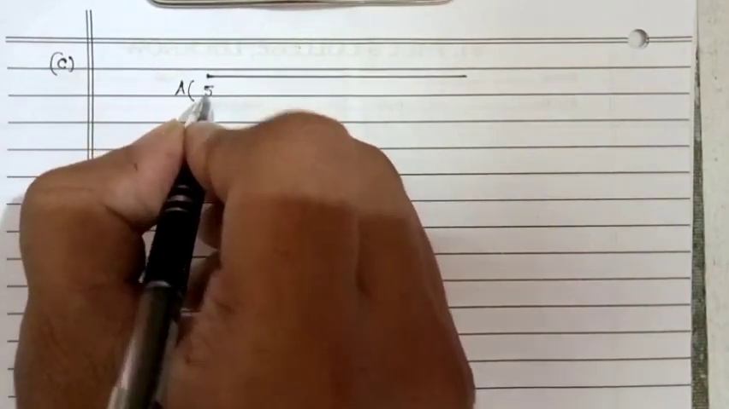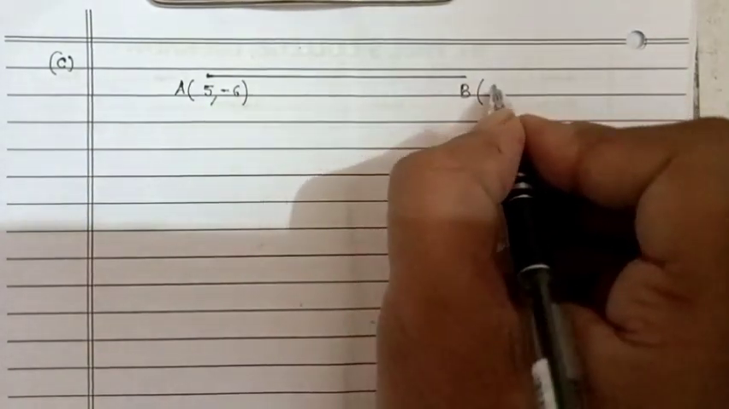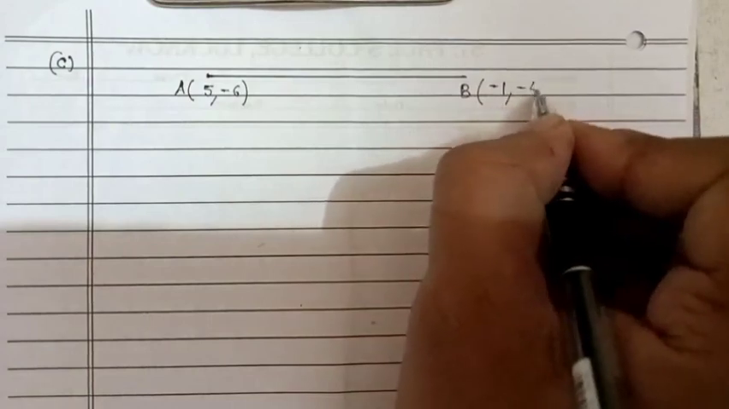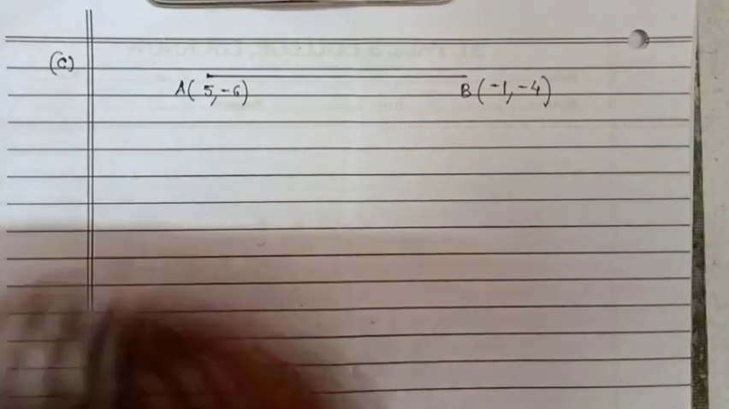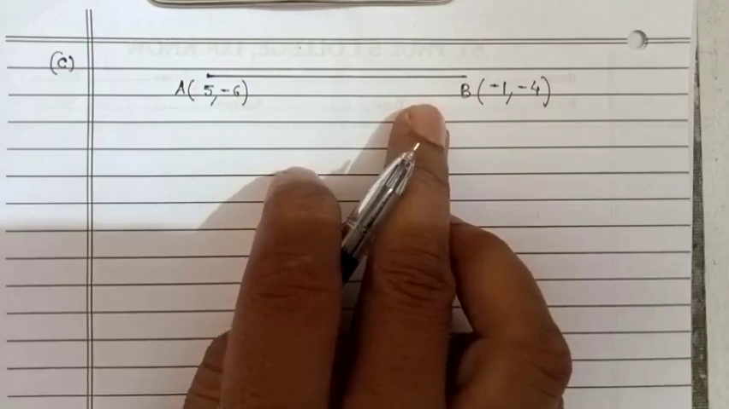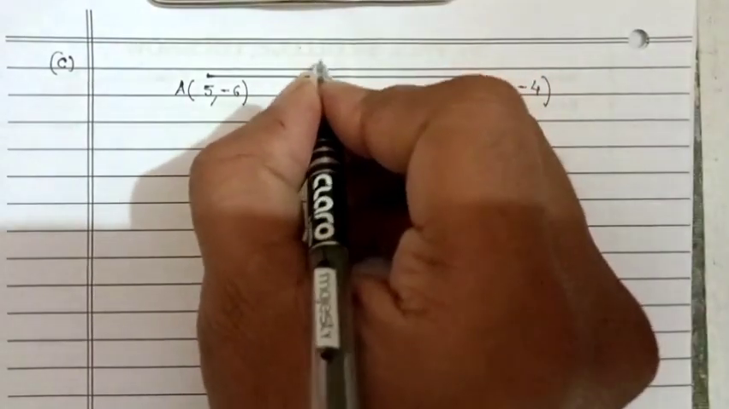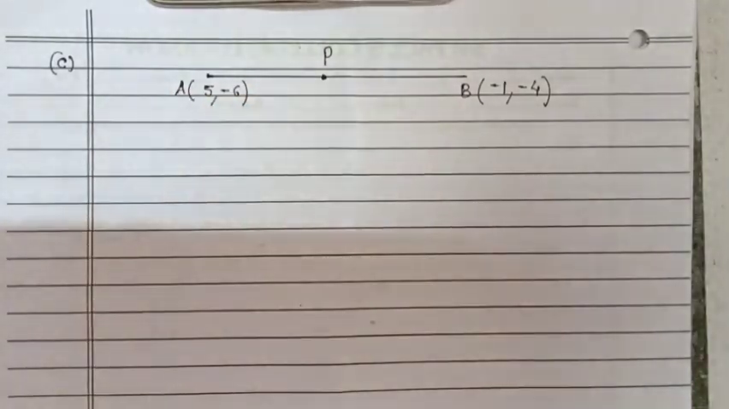joining the 2 points. So we have line segment. First point you can name it as A. Coordinates are 5, -6. Second one is B, -1, -4. So we have drawn a line segment which is joining the 2 points. Now the question says that this line segment is intersected by y-axis. So let us consider the point P where y-axis intersects this line segment.